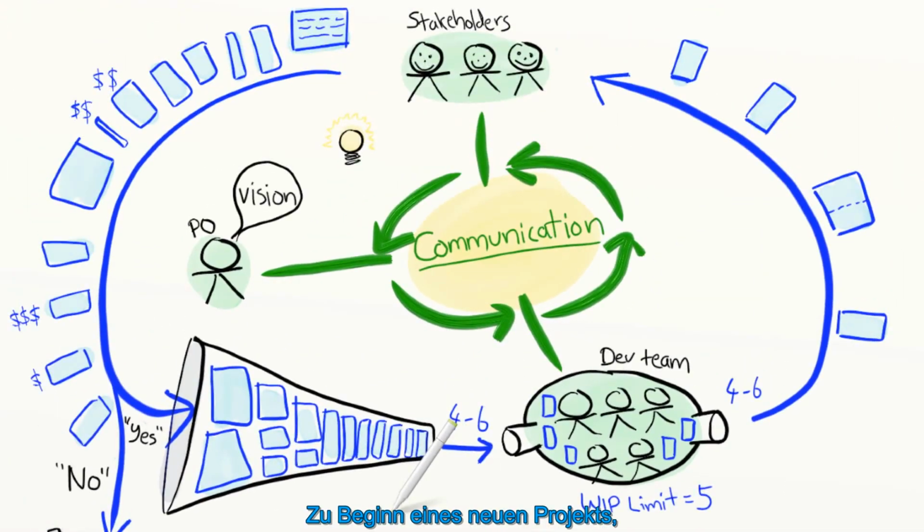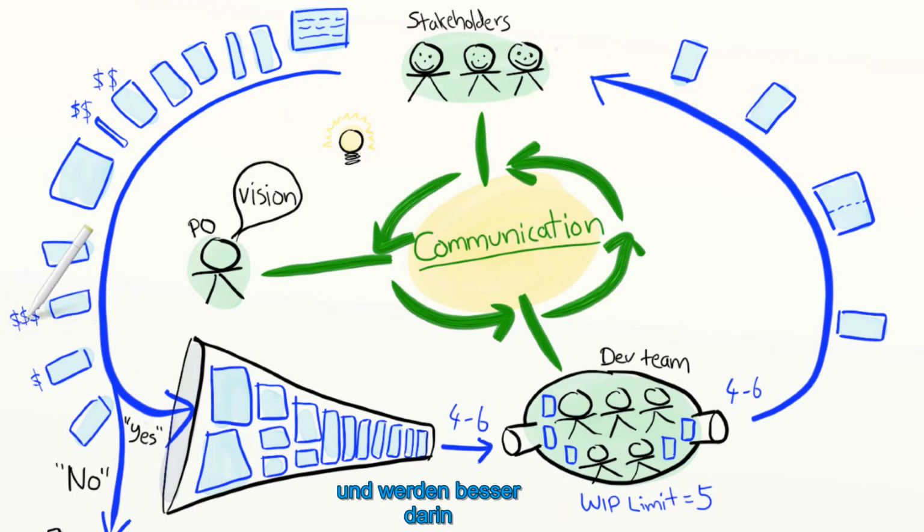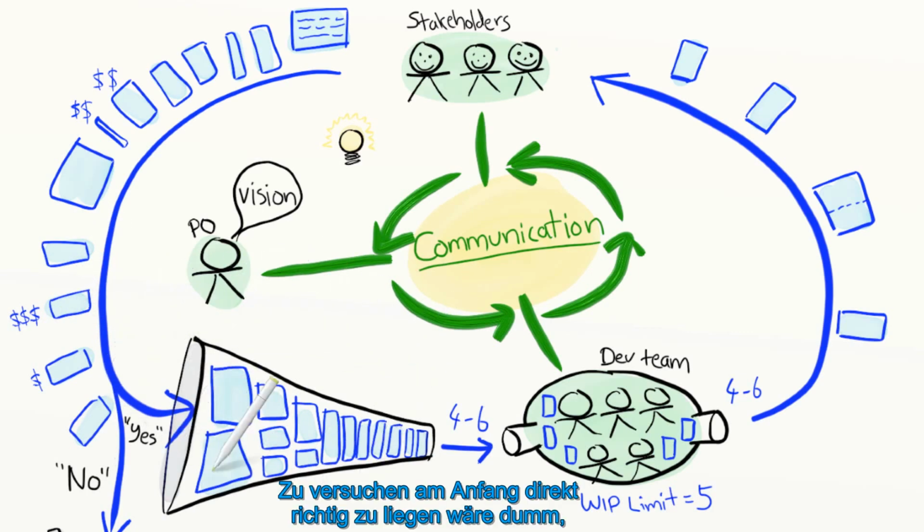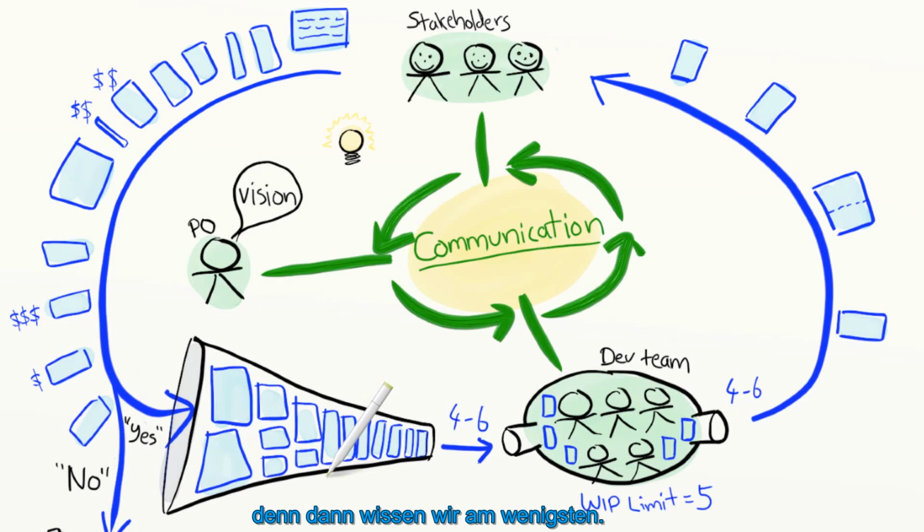At the beginning of a new project, our guesses will inevitably suck. But that's okay. The biggest value is really in the conversations rather than in the actual numbers. And every time the team delivers something to real users, we learn something and get better at guessing both value and size. That's why we continuously prioritize and estimate. Trying to get it all right from the beginning is pretty dumb because that's when we know the least. So the feedback loop is our friend.